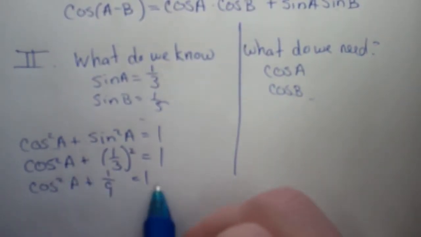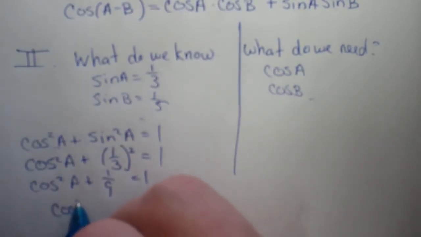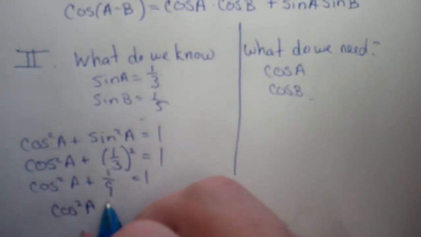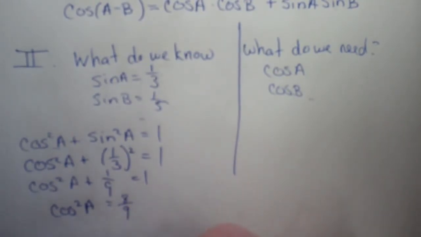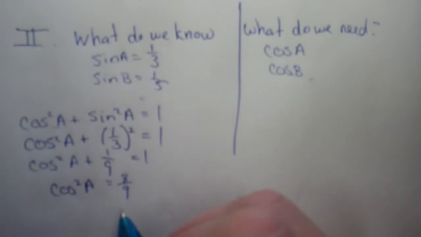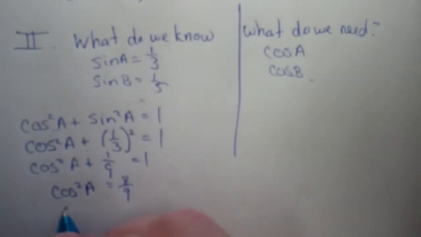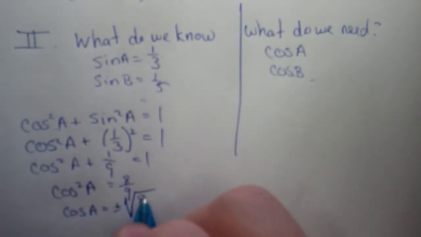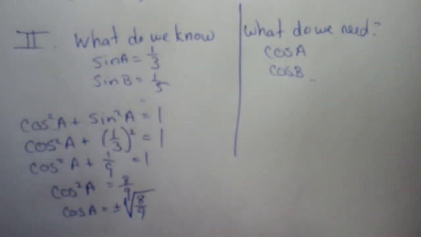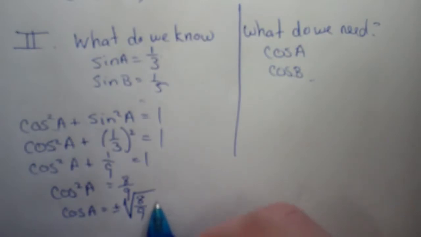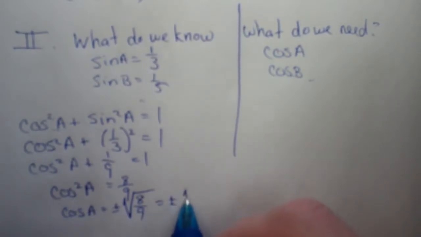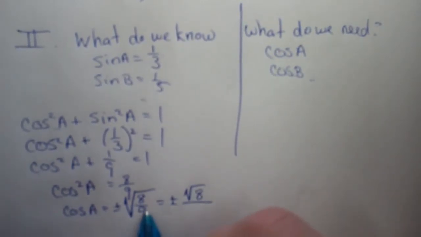Now we will subtract 1/9 from both sides, and we get cosine squared A is equal to 1 minus 1/9 is 8/9. Now we'll take the square root, so we have cosine of A is equal to plus or minus the square root of 8/9, which is equal to plus or minus the square root of 8 over the square root of 9. The square root of 9 is 3.